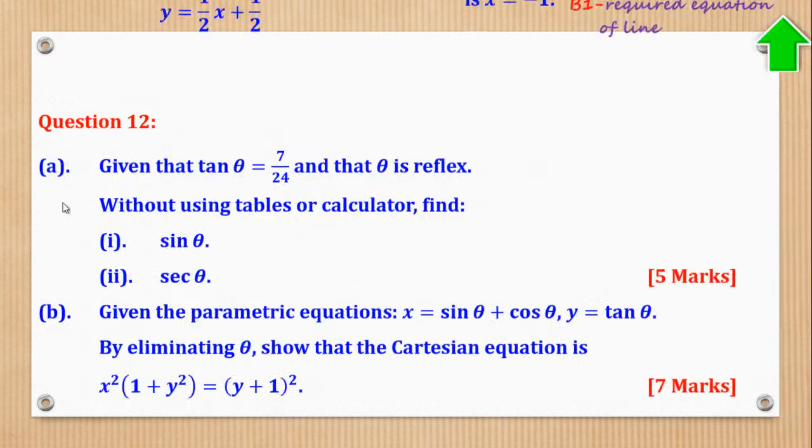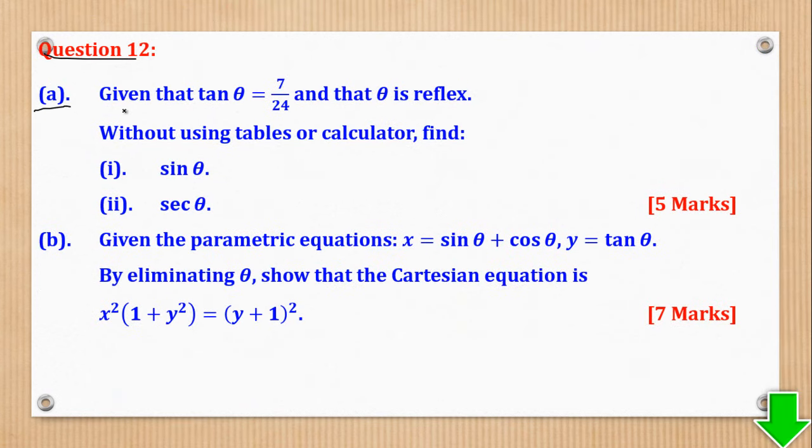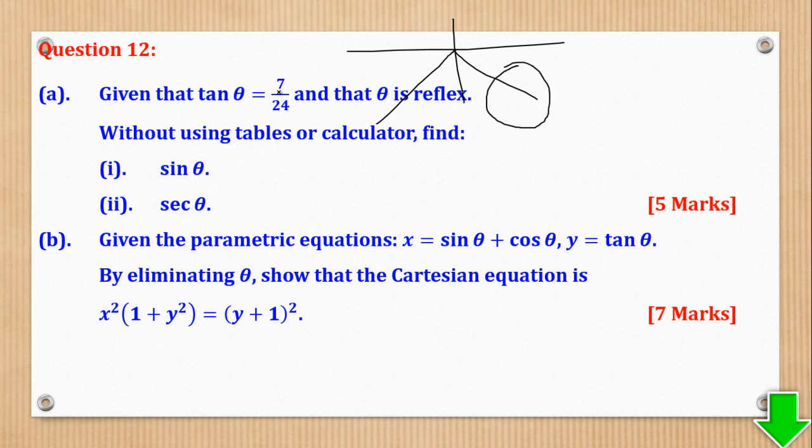Okay. Then question 12, part A says, given that tan theta is equal to this and that theta is reflex, without using tables or calculator, find the value of sine theta and sec theta. So theta is reflex, meaning it is greater than 180. So it's either this and this. But because in this quadrant tan is negative and in this quadrant tan is positive, we shall conclude that theta is in the third quadrant.